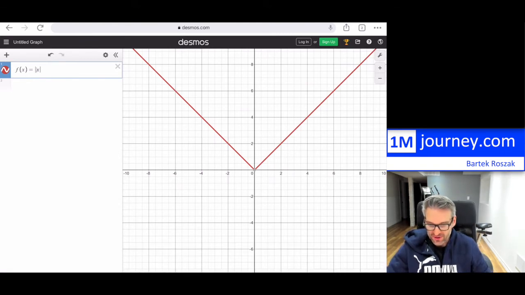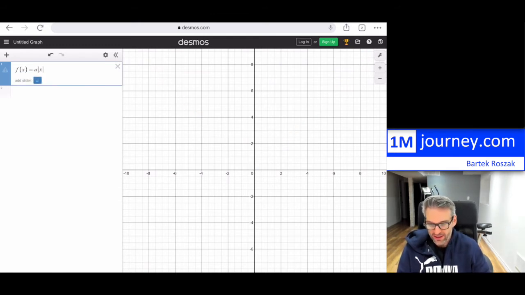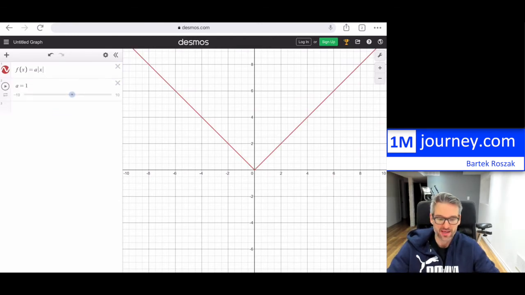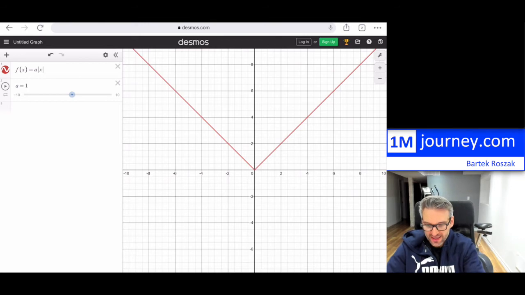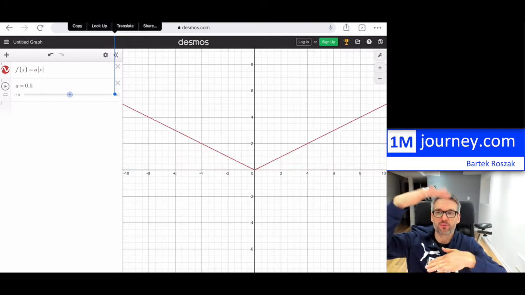And so here in front, I'm going to put a little a in here. I'm going to put a slider for a, just so that we can see what actually happens. All right, so I said that if my a is between 0 and 1, notice that there is a compression, right?